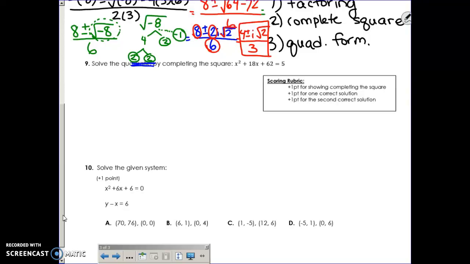So let's get going on that. First of all, move that 5 on over. Easy first step. So we have x squared plus 18x plus 57 now equals 0.